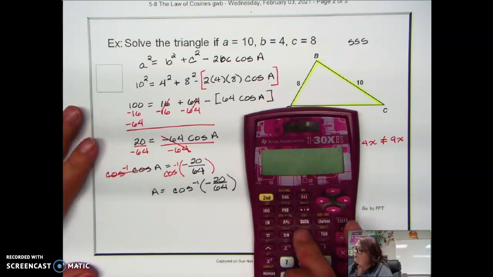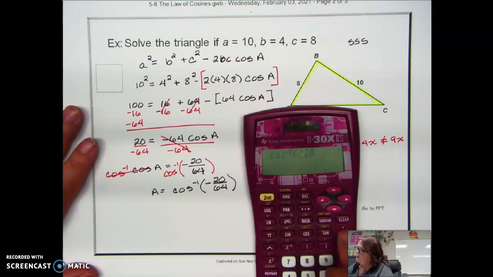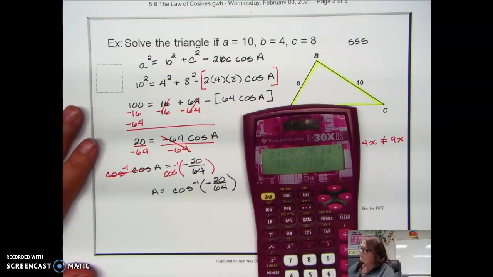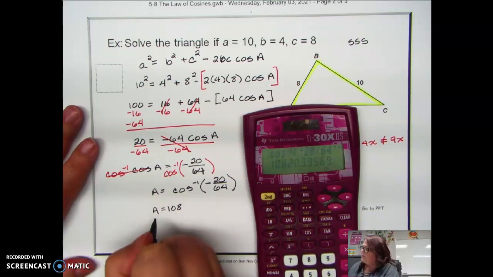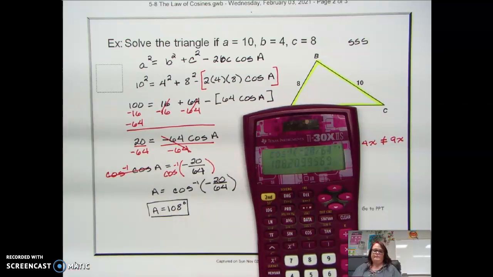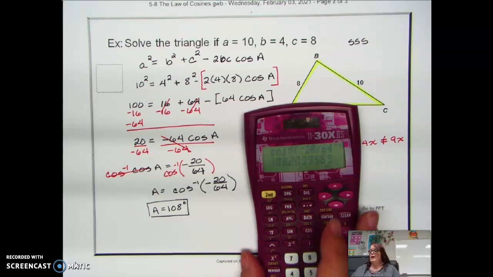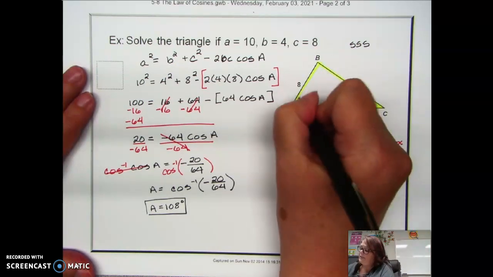So we're going to do inverse cosine of negative 20 over 64. So you can use the fraction button or the divided by button. And that gives me an A value of 108.2, so 108 degrees. So it's lucky we didn't try to use this with the law of sines because it would not have given us the correct answer. So I've already got all 3 sets of sides.